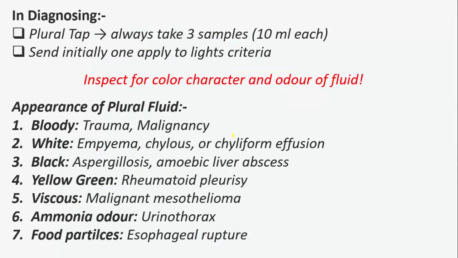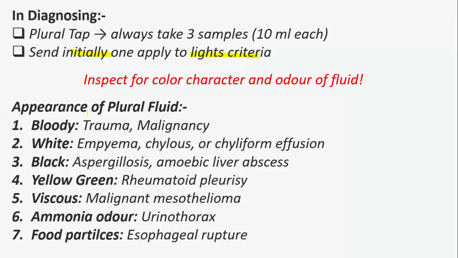In diagnosing, when we do a pleural tap, always take 3 samples, 10 ml each. Send 1 initially, applied to the initial sample. We will send it for application of Light's criteria. Then we will inspect for color, character and odor of the fluid.